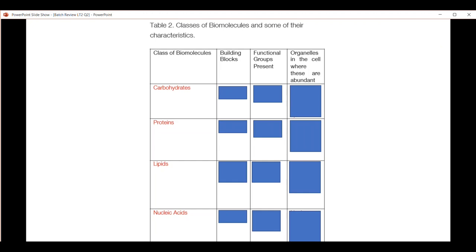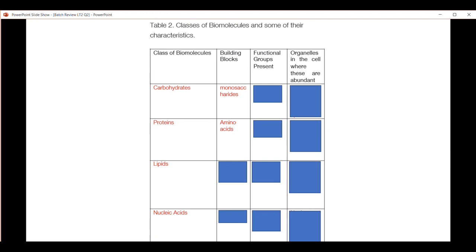Okay, finally let's look at the classes of biomolecules. So this is very important for you to remember. What will be the building block? What will be the monomer if they are polymers? Let's start off with carbohydrates. So do you remember what will be the building block of carbohydrates, or their monomer? It is called monosaccharides. For proteins, the building block would be amino acids.